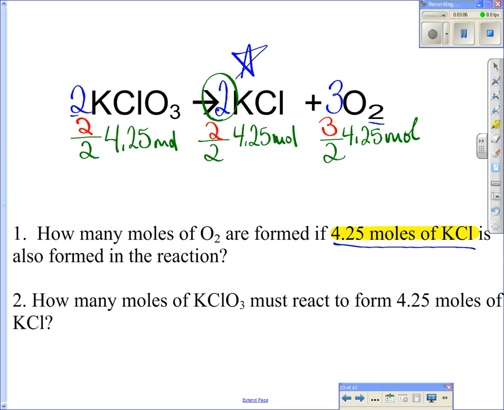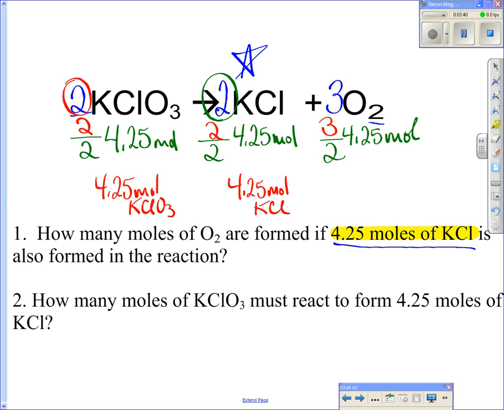Well, this makes sense. If I have 4.25 KCl, I should have started with 4.25 moles of KClO3 because they have the same number on top. They're the same coefficient, so I better have the same answer. 2 over 2 is a 1 times 4.25. So my answer is 4.25 moles of KClO3 is going to have to react to get me 4.25 moles of KCl, which was my superstar given.